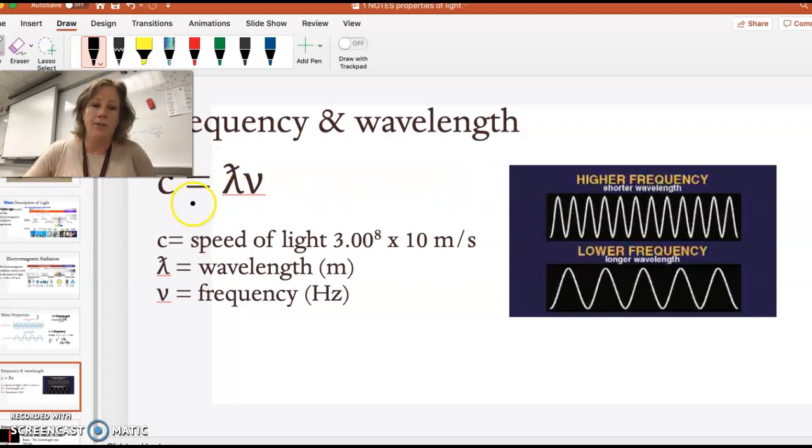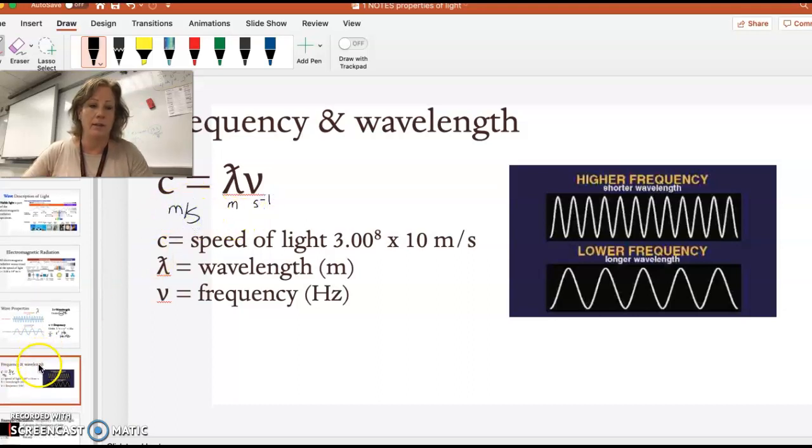We can use this equation to show that and to also solve for the frequency if I have the wavelength, for example. The speed of light equals the wavelength times the frequency, because the wavelength is going to be in a unit like meters and the frequency would be in inverse seconds. So you'd end up with a speed unit of meters per second.